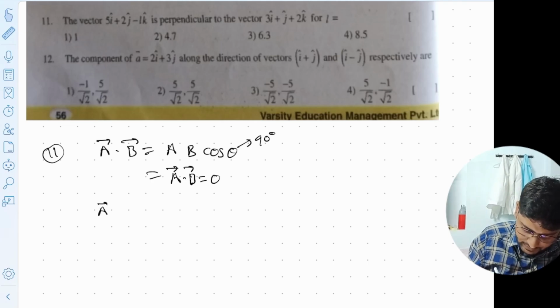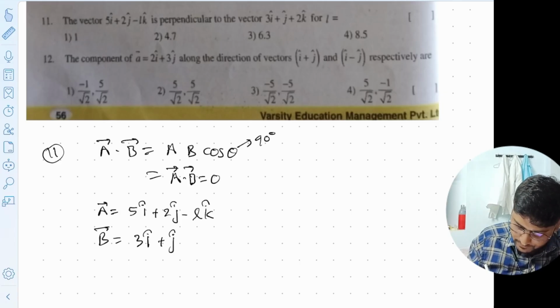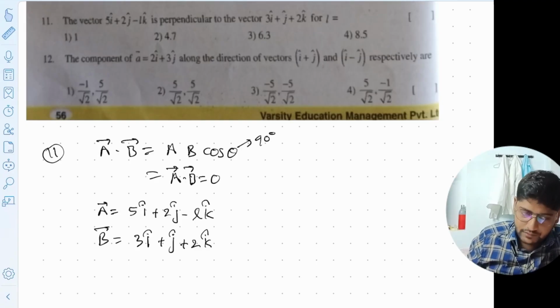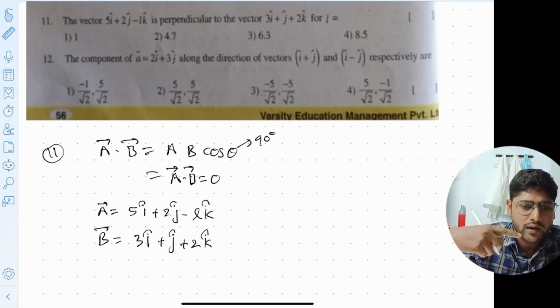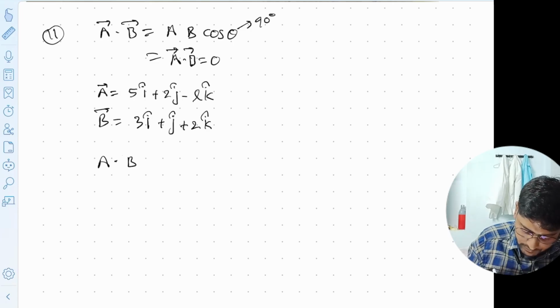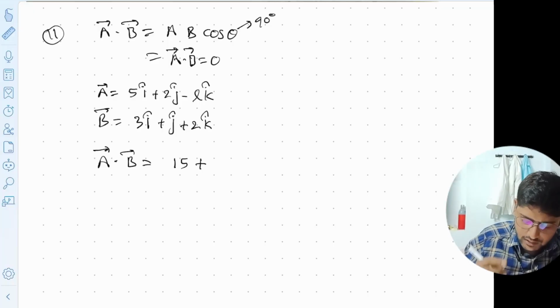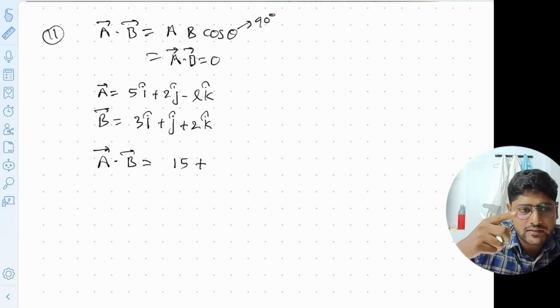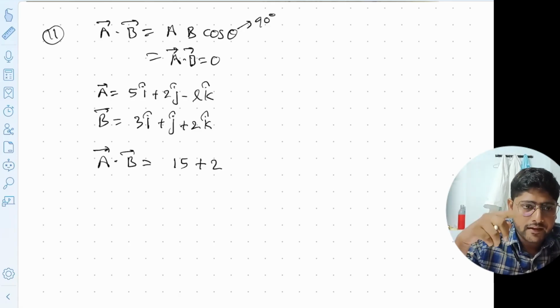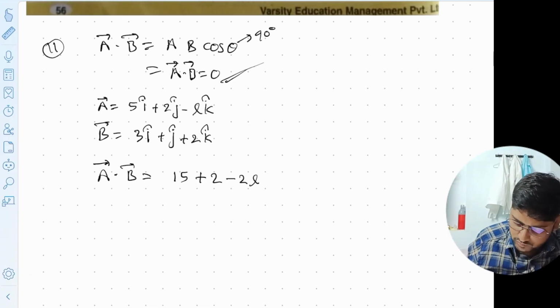So our first vector a equals 5i cap plus 2j cap minus l k cap. Vector b equals 3i cap plus j cap plus 2k cap. When we do the dot product, we multiply i with i, j with j, k with k. So a dot b: i times i means 5 into 3, 15. Plus 2 into 1, 2. Then k: minus l into 2 equals minus 2l. We already saw a dot b should be equal to 0.